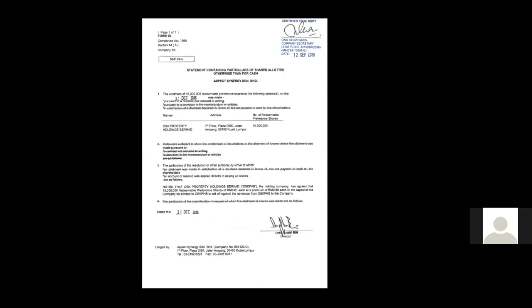And also we will include the quit rent and assessment of the land to the land office. We will have to submit the latest one. And this one is the CTC copy of the SSM of the developer. Then this is the CTC copies of the director's IC. Then this is the company resolution. So this one is the Form 24 and Form 25 and Form 49.